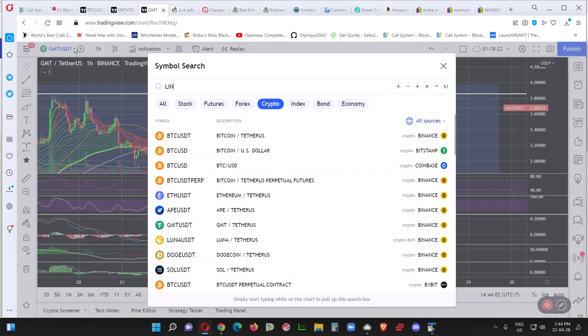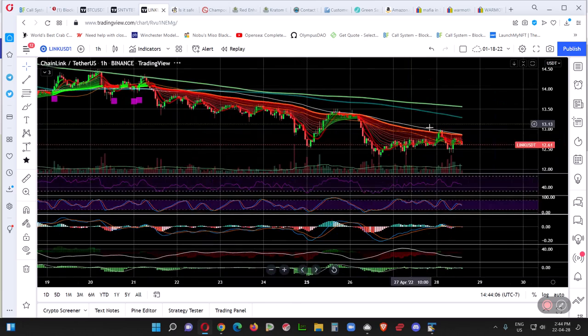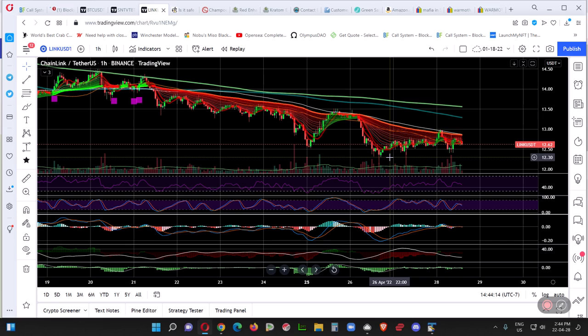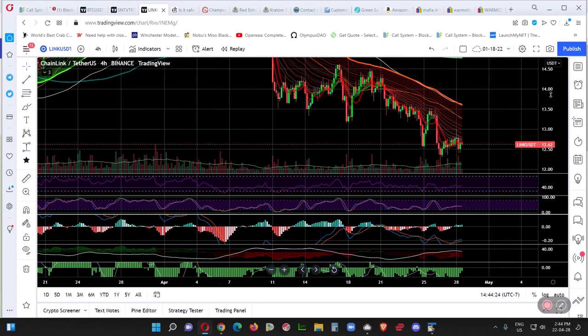Let's talk about Link USDT. So this is pretty much a coin that you could get into now. You could take a position and then close your short at, say, 12:30 or even further, because this coin is not done going down in value. It's been down, down, down.